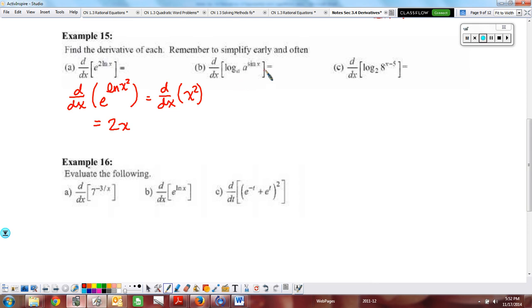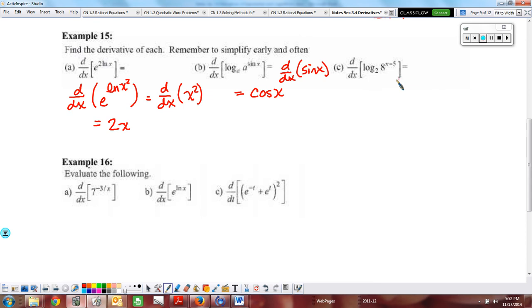Same thing is true here. I'm going to recognize that log base a of a to a power, that these are inverses of each other, and so they cancel out. So I'm really just taking the derivative with respect to x of sine of x, and the derivative of sine is cosine of x. So don't make something a chain rule problem if you don't have to.